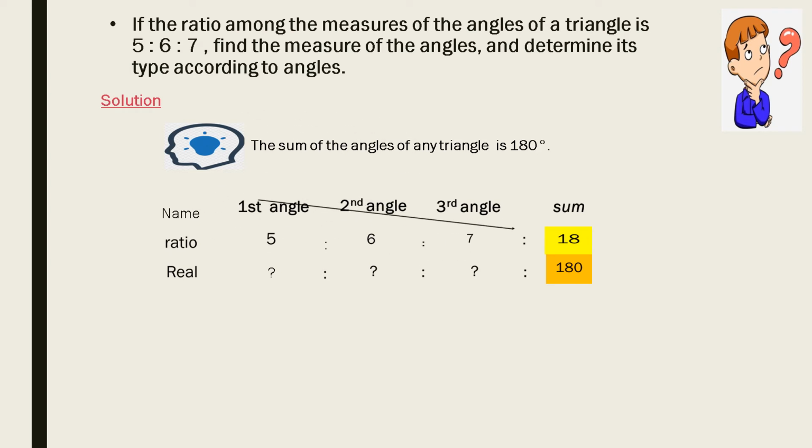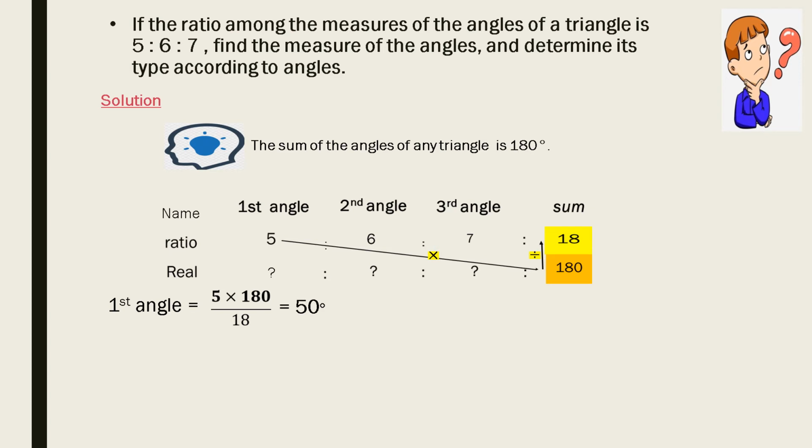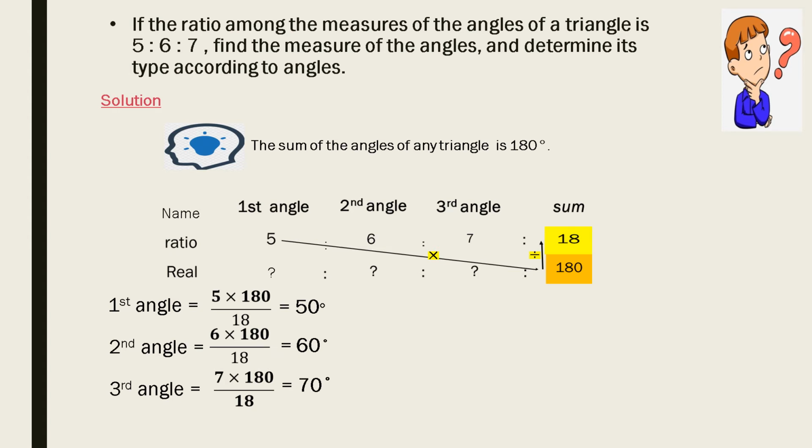To find the measure of the first angle, multiply 5 by 180, then divide by 18. We write first angle equals 5 times 180 over 18 equals 50 degrees. Repeat the same steps to find the measure of the second angle: 6 times 180 over 18 equals 60 degrees. Repeat the same steps to find the third: 7 times 180 over 18 equals 70 degrees.